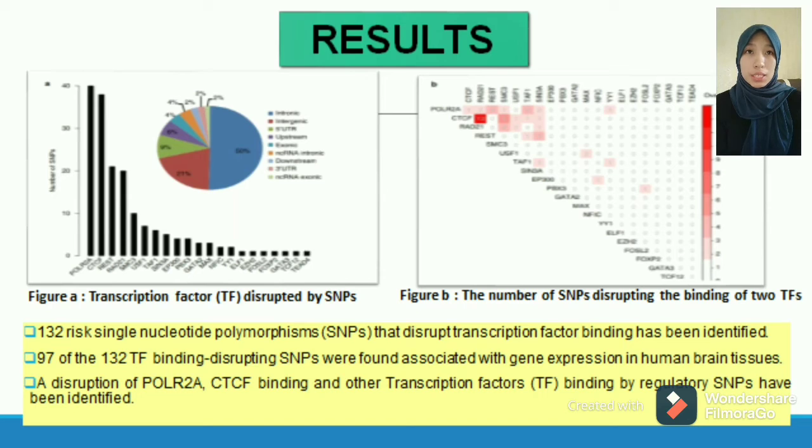So, as a result from this article, figure A and B show the number of transcription factors disrupted by SNPs. From the finding, 132 risk single nucleotide polymorphisms that disrupt transcription factor binding have been identified. About 97 were found associated with gene expression in human brain tissue. So, from these pie chart and graph, a disruption of POLR2A, CTCF binding, and other transcription factor binding by regulatory SNPs have been identified.